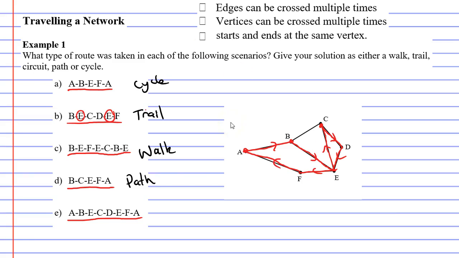So what did we notice when we followed this route? Well, we started and ended at the same vertex. We definitely didn't cross any edges multiple times, but we did cross vertices multiple times. Alright, so it definitely can't be a path or a cycle only because we crossed vertices multiple times, but it can be a walk or a trail because we never crossed edges multiple times, and it can also be a circuit because we started and ended at the same vertex. In fact, the circuit is the most correct answer for this scenario.